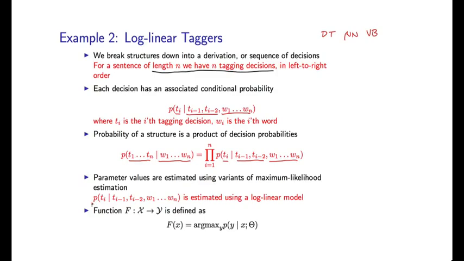In this case, we define this conditional model of the ith tag given the previous two tags in the sentence using a log linear model. And we saw how to define those models and how to define the parameter estimation method in those models. Finally, for an input x, we define the function capital F of x to be the y that maximizes the conditional probability of y given x.